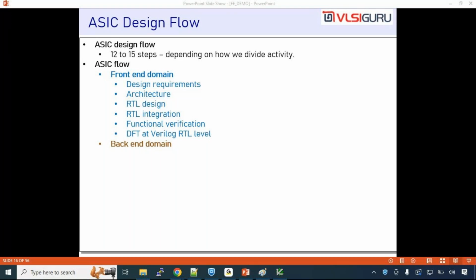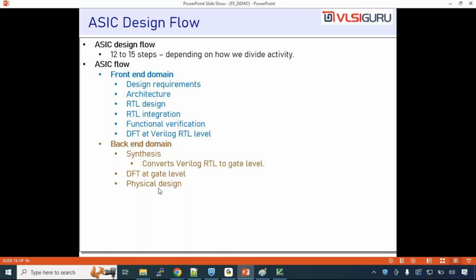It starts with an important step called synthesis. What is synthesis? It converts your Verilog code into gate level format. When you give Verilog code as an input, it will give you the format of AND gate, OR gate, XOR gate, XNOR gate. The entire representation will come in terms of gates. Once you have that, you do DFT at the gate level, design for testability at the gate level. Then you have physical design.